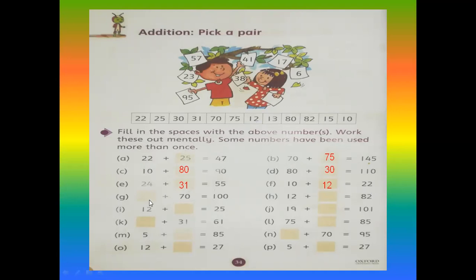G part, dash plus 70 is equal to 100. Okay, so it means the second number is given, the first number is not given. So the first number's first digit should be 0. So look, where is the 0? Look, this is the first digit 0.